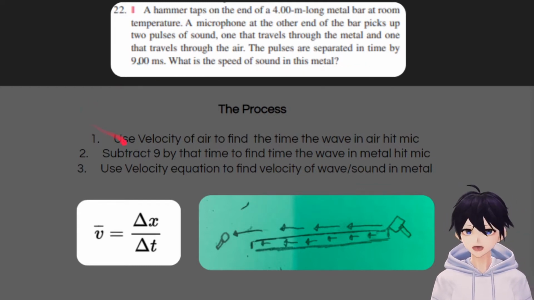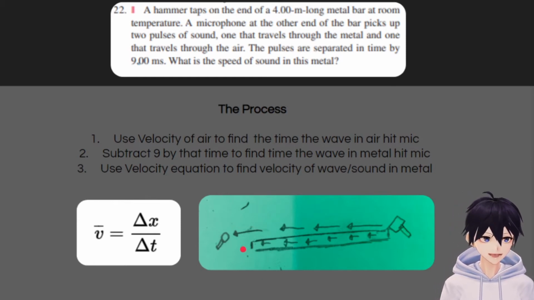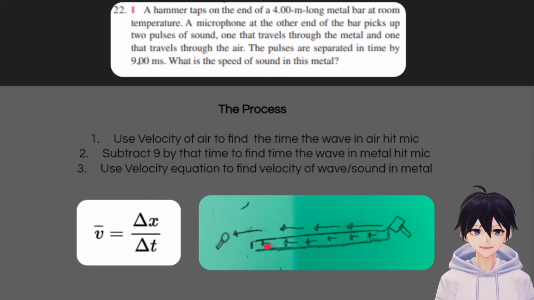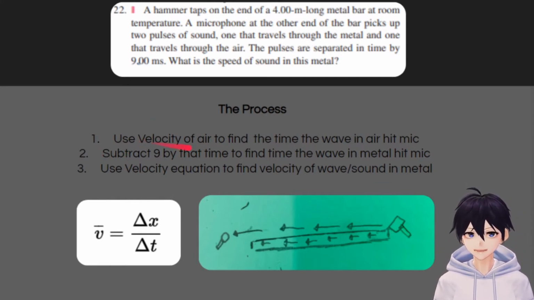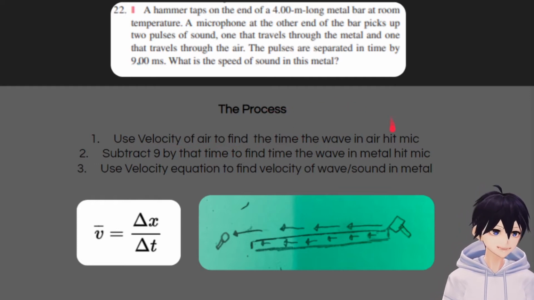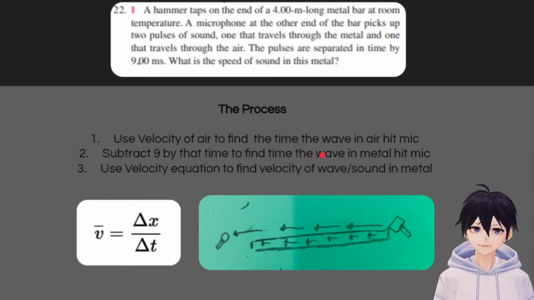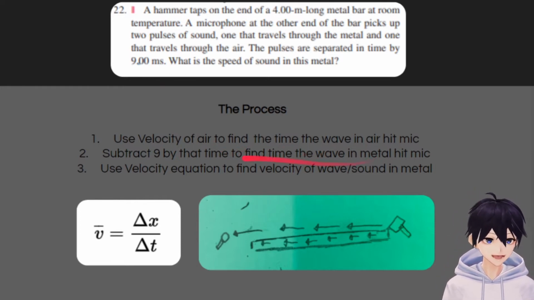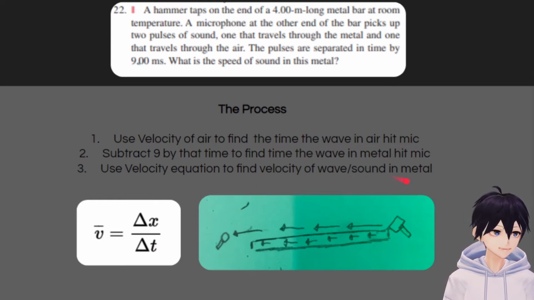So I have this little diagram right here, and it shows you the hammer hitting the metal bar, and this is just to show you that the sound in the air hits the microphone first, then there's 9 milliseconds of nothing, and then finally the sound in the metal hits the mic. So the process is we're going to use the velocity of air to find the time that the wave in the air hit the mic, and then we're going to subtract 9 milliseconds from that time to find the time that the wave in the metal hit the mic. And then finally, now that we have that t from part 2, we can plug that into the velocity equation to find the velocity of the sound in the metal.